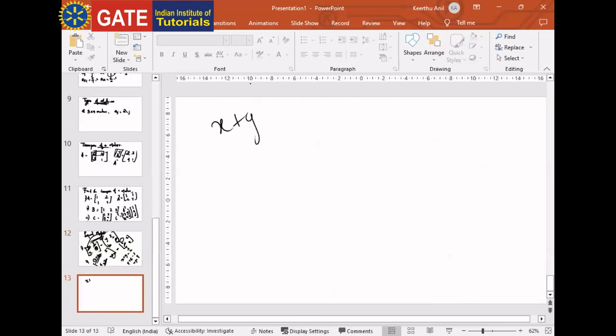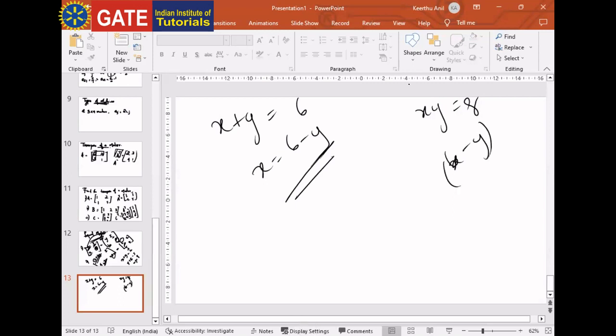x plus y is equal to 6 and xy is equal to 8. From this I can see that either you can find from this and substitute to this, otherwise you can find this and substitute back. If x is equal to 6 minus y, then instead of x you can write 6 minus y, and then you have this y here, equal to 8. Now you can go for opening the bracket and solve it by using quadratic. That is one method. Otherwise, you can do it in the reverse.